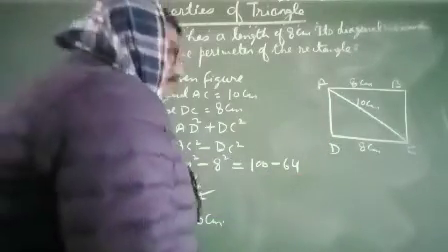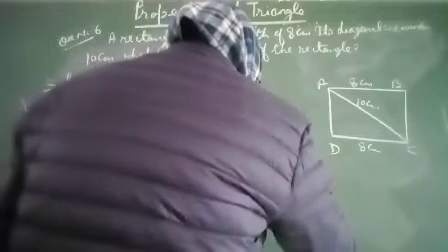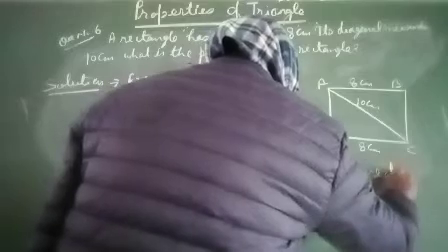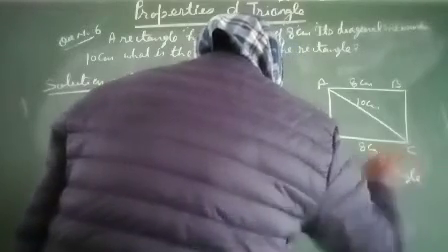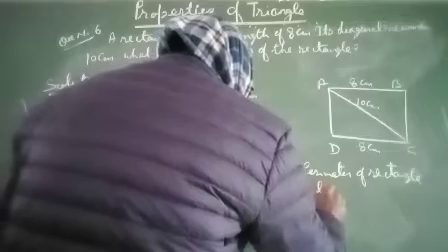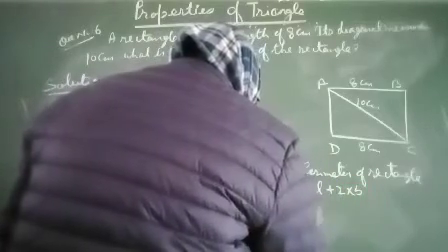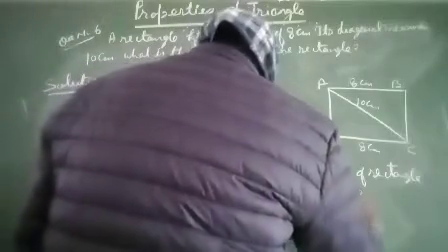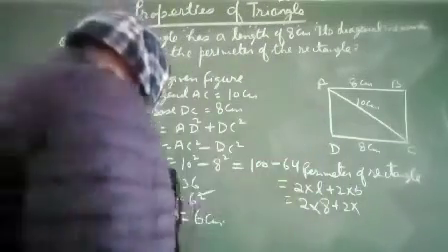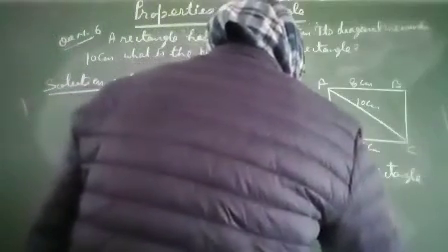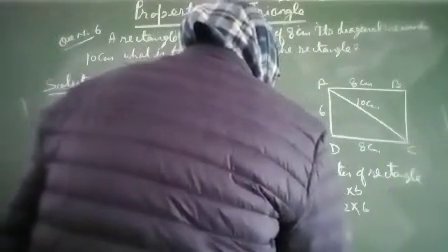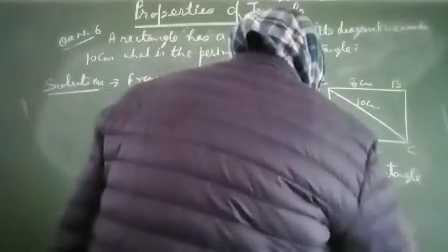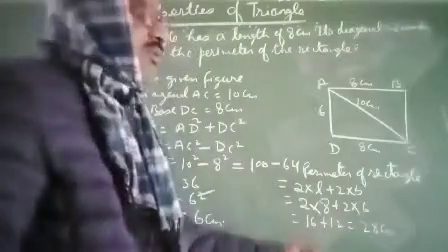Now perimeter. Therefore perimeter of rectangle equal 2 multiply length plus 2 multiply breadth, equal 2 multiply 8 plus 2 multiply the value of breadth, which is 6 centimeter. Therefore 16 plus 12 equal 28 centimeter. So the perimeter of the rectangle is 28 centimeter.